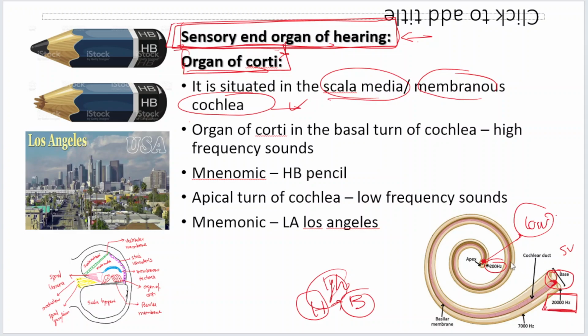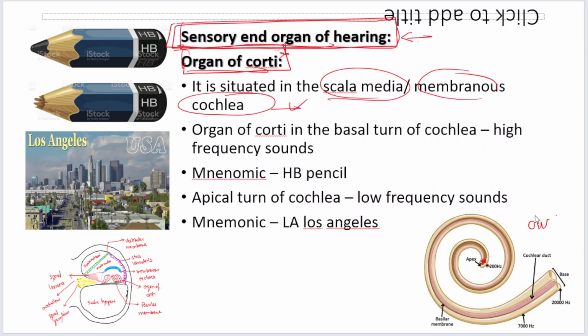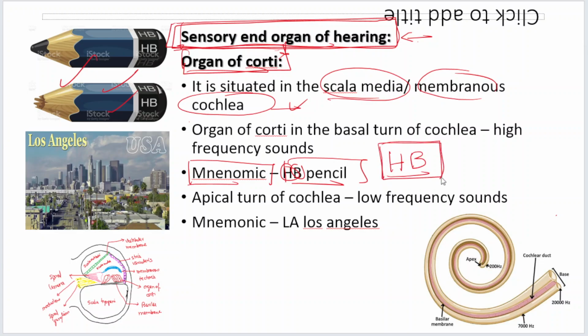This becomes really complicated; if I ask you the next day, you will definitely forget. I too will forget definitely. So to avoid that, I have come up with one mnemonic, HB pencil. We all would have written with it in our school days. In HB pencil, B stands for basal turn of the cochlea, H stands for high frequency sounds. High frequency sounds are perceived by the basal turn of the cochlea.